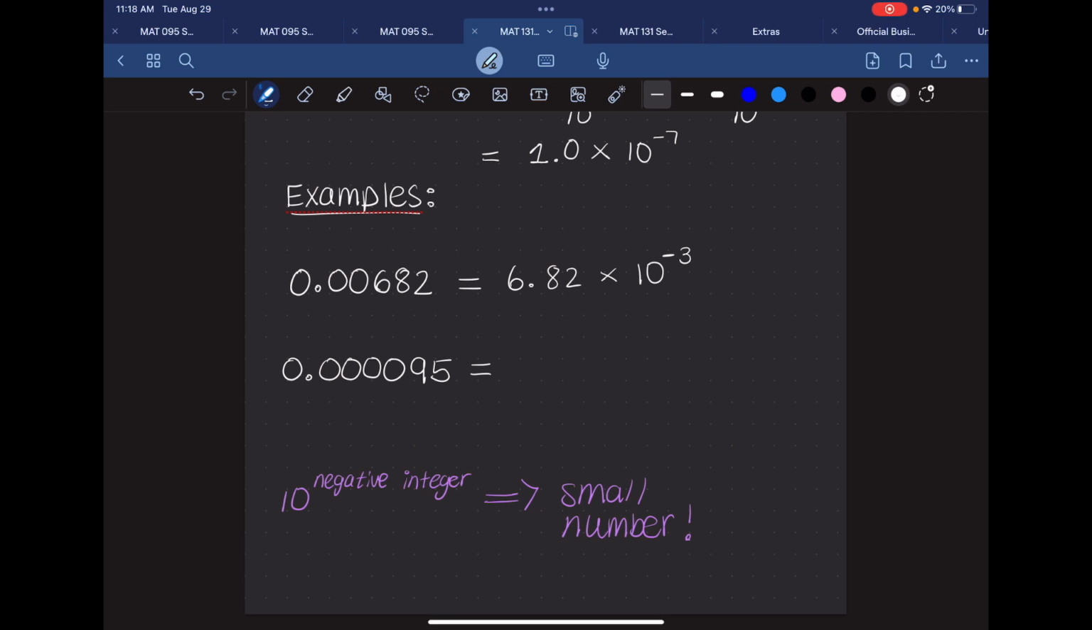For this next one, we will have 9.5 times 10 to the, and I count, 1, 2, 3, 4, 5. I need to divide by 5 tens to move this decimal point over 5 times. So I'm multiplying by 10 to the negative 5. And notice that the trend is when we have 10 to a negative number, this is going to give us a really small number.